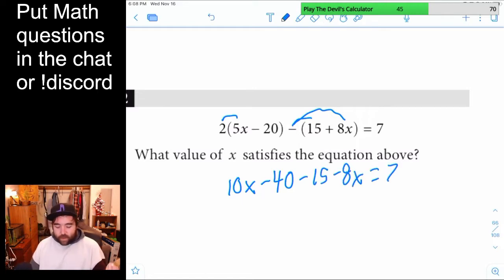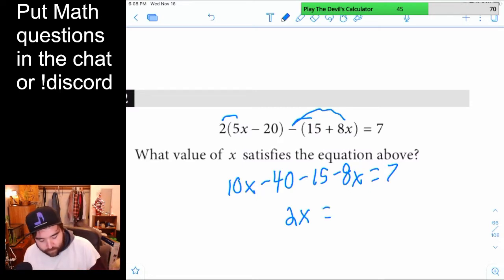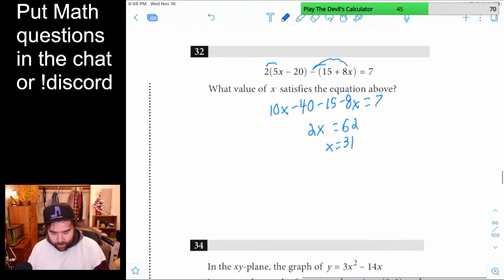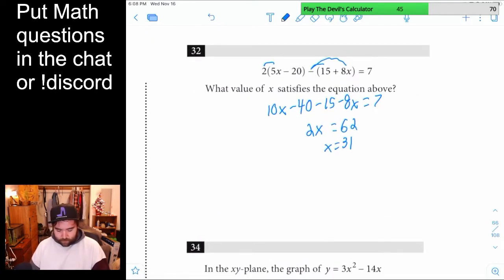So then you get this, and yeah, now we just combine like terms, 2x, add the 40 and the 15 to the other side. So let's see, that's negative 55, so plus 55. So 7 plus 55 is 62, and then divide by 2. So x is 31. Beautiful. I mean, that's a suspicious answer, but no, that's beautiful.